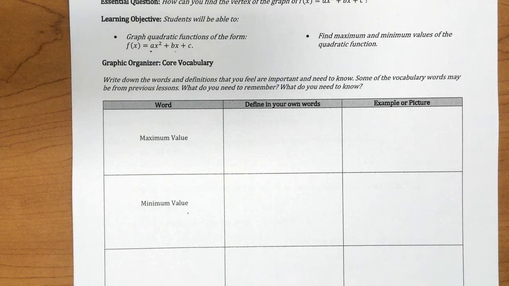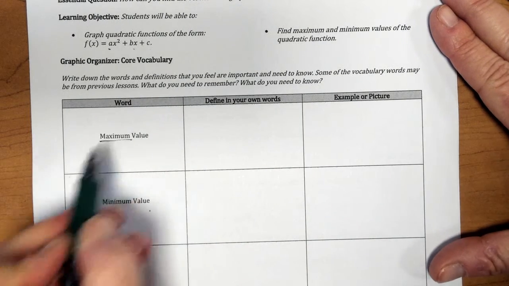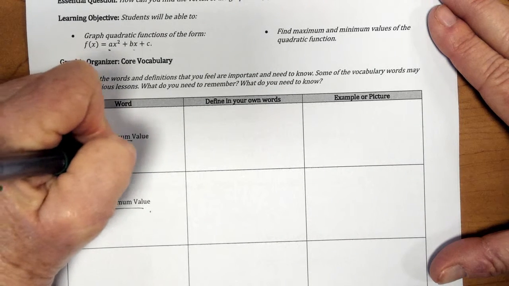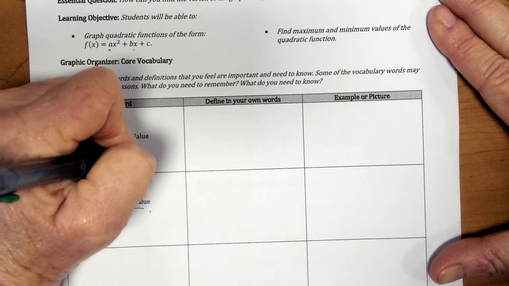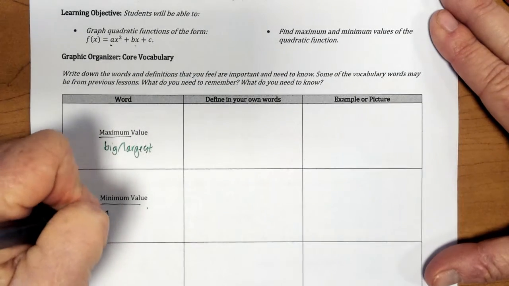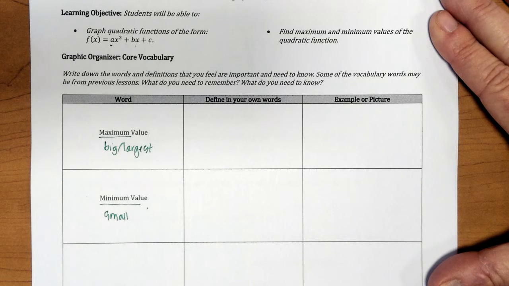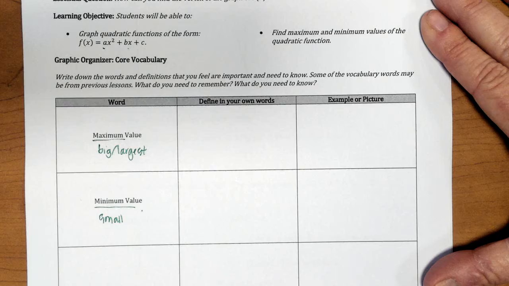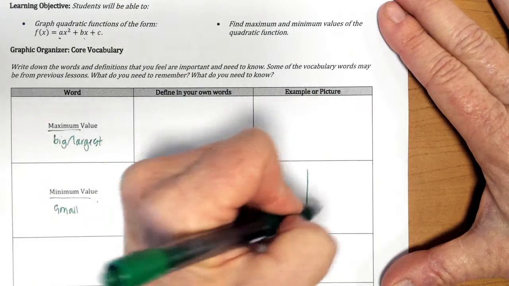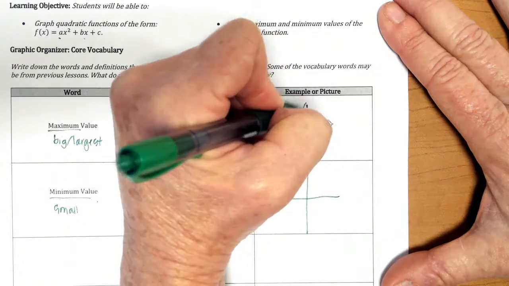Well, I just want to throw it out there real quick. Think about, what does maximum and minimum mean? This means big, or the largest. And what is minimum? It means small, right? So, thinking about parabolas just really quick, if I were to draw a coordinate plane, right?